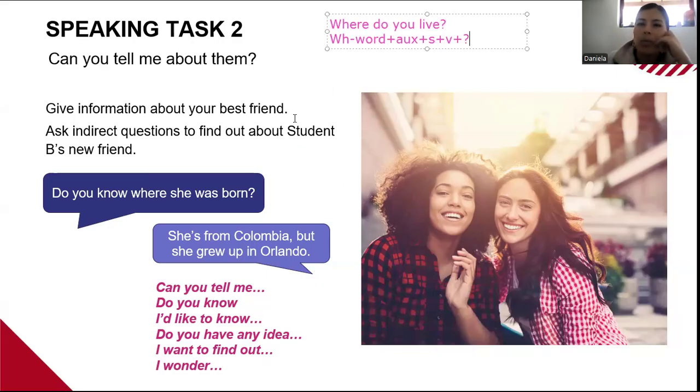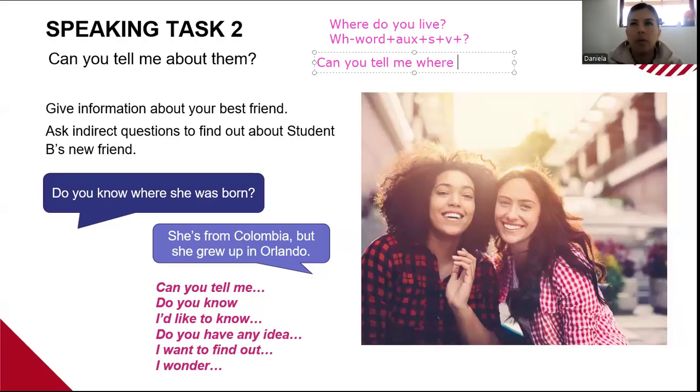But when we want to use indirect questions, we are going to say it this way. Can you tell me where you live? So that's the indirect question that you're going to ask. If you see here, first we have the phrase, can you tell me? We're going to leave it like that. Then you have the WH word.